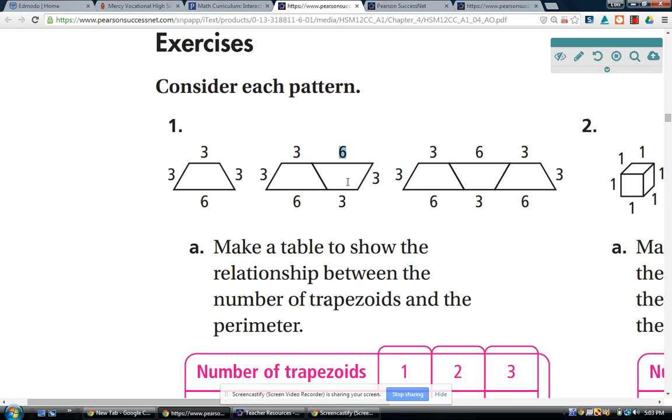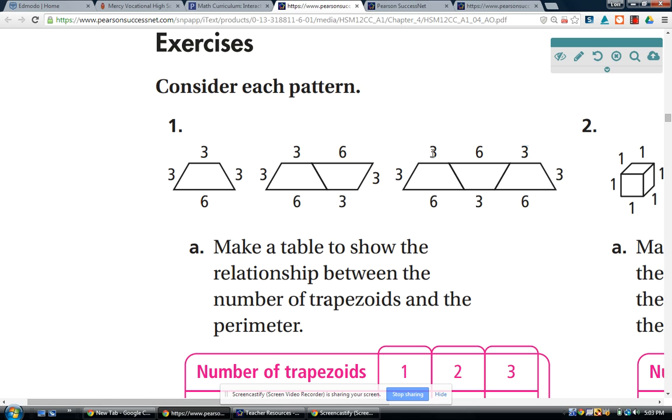The next one, if you added 3 plus 6, again our bases, we get 9, and then we have another set of 9 if you added the bases together. So we have 2 sets of 9. First one we had 1 set of 9, and in this shape we have 2 sets of 9. Plus the 6 on the outside, 3 plus the 3, which is 6 on the outside. So if I added it all together, I should get 24, or I could take a shortcut and do 9, because there's 2 sets of 9, times 2 for the number of trapezoids, plus the 6 is equal to 24.